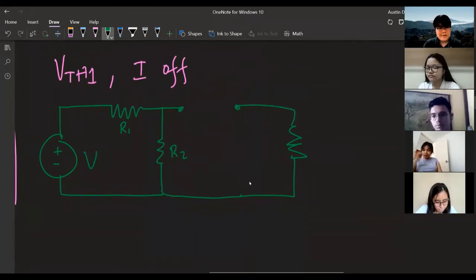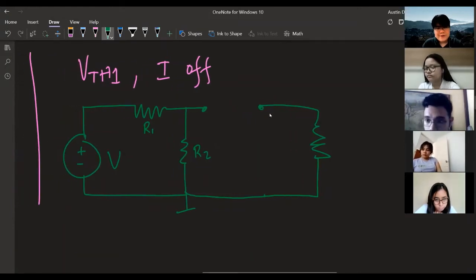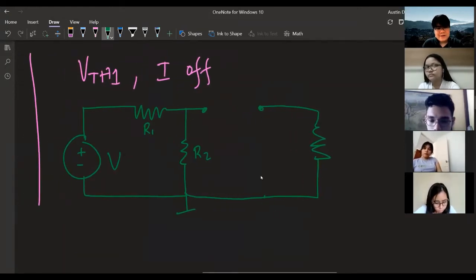Okay, and then all of this is connected to the ground. Therefore, anong mafe-feel ko na voltage dito? Okay, dito walang dumadaloy na kuryente. Therefore, ang voltage nito, kukunin niya lang yung voltage na nakadikit dito, kung saan siya nakadikit. So this is 0 volts.